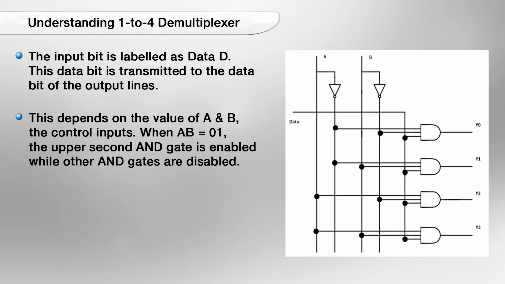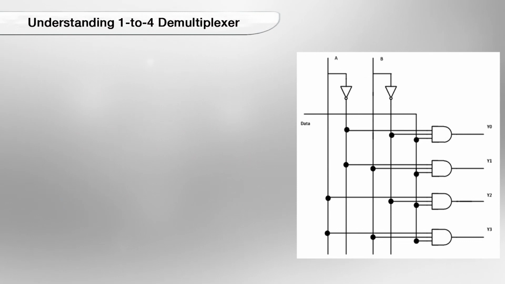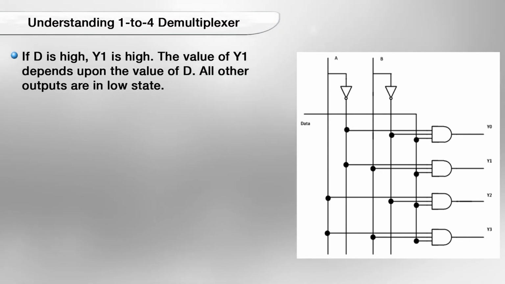When AB equals 0, 1, the second AND gate from the top is enabled while the other AND gates are disabled. Therefore, only the data bit D is transmitted to the output, giving Y1 data. If D is low, Y1 is low. If D is high, Y1 is high. The value of Y1 depends upon the value of D. All the other outputs are now in the low state.